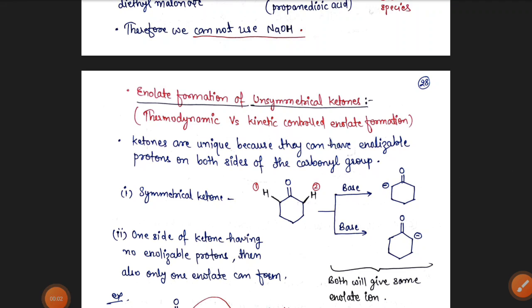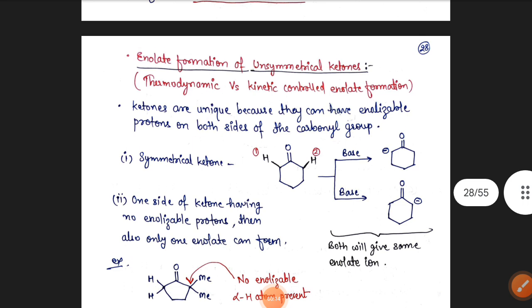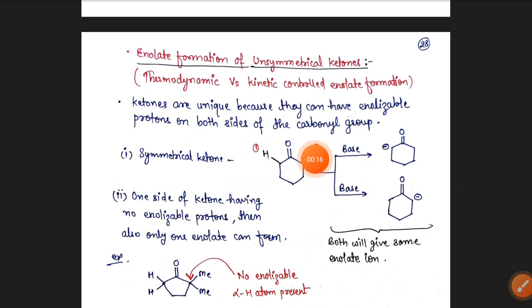Hey everyone, this is your class on enolate formation of unsymmetrical ketones. Thermodynamic versus kinetic control of enolate formation is a very important topic from your exam point of view. Ketones are unique because they can have enolizable protons on both sides of the carbonyl group.